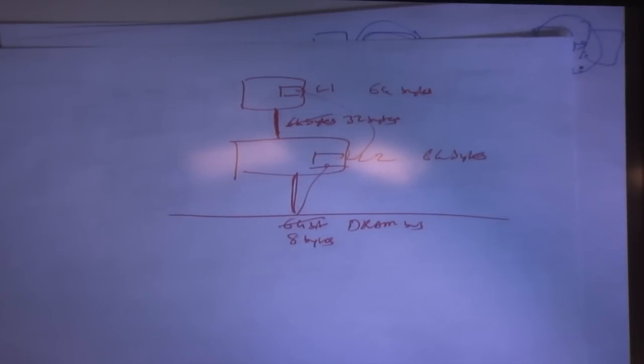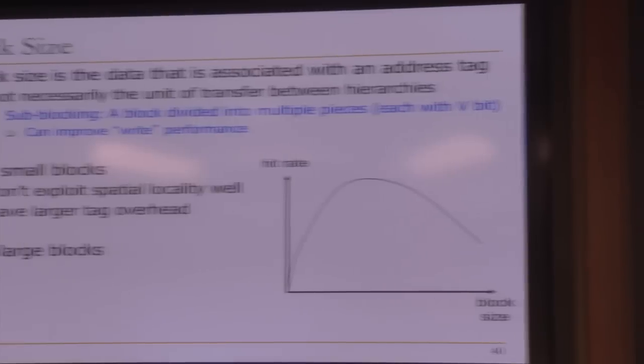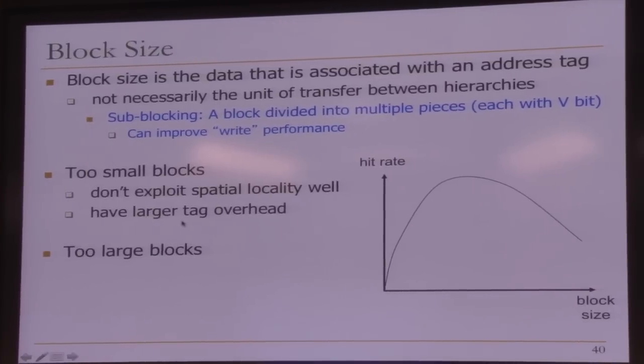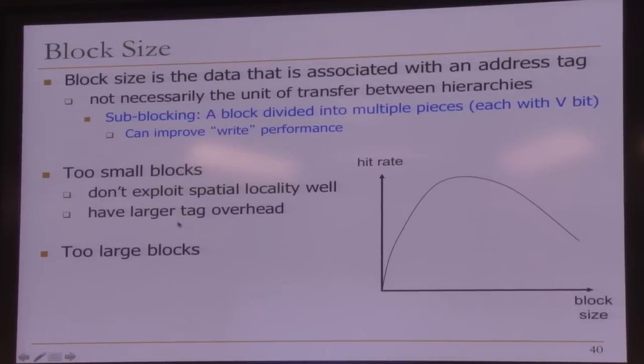If you have too small blocks, assuming the same cache size, too small blocks means you have lots of blocks in the cache also, right? You may not exploit spatial locality well. That's kind of the idea of a block, right? If you increase the size, you exploit spatial locality better. And also, small blocks lead to larger tag overhead, as we've seen, right, for a given cache size.